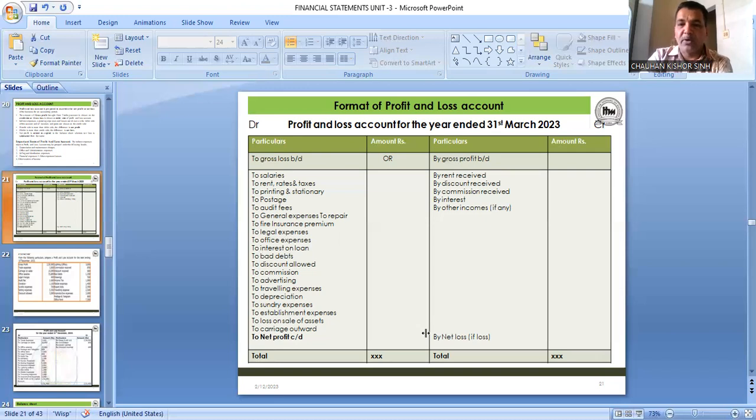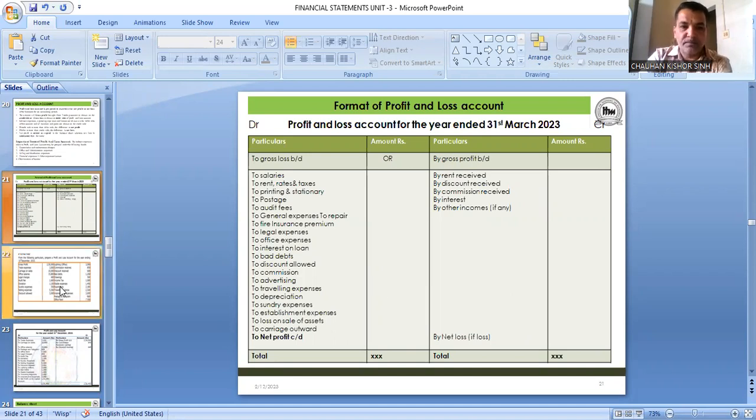In the profit and loss account, if your credit side total is more, then the difference will come on the debit side, and that is the net profit. But if the debit side total is more, then the difference will come on the credit side, and that would be the net loss. Whatever answer comes, profit or loss, we will transfer to the next statement, and that is the balance sheet.